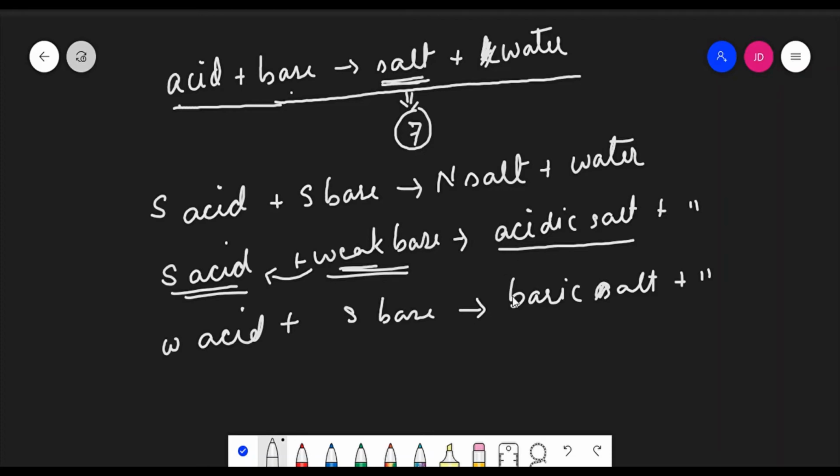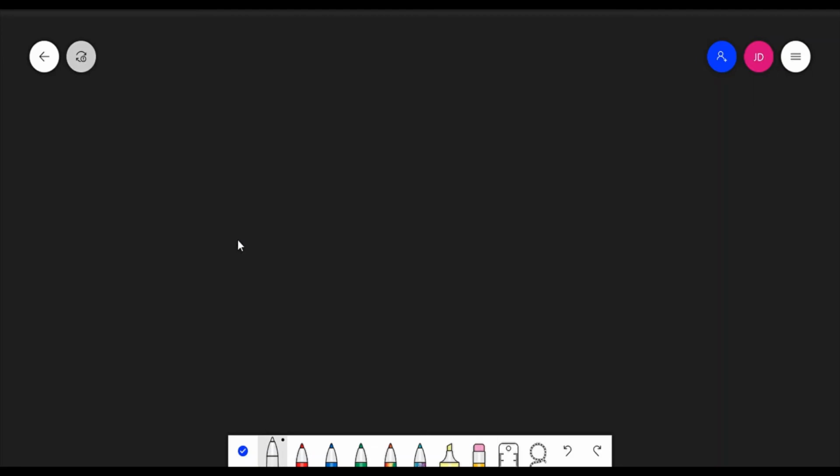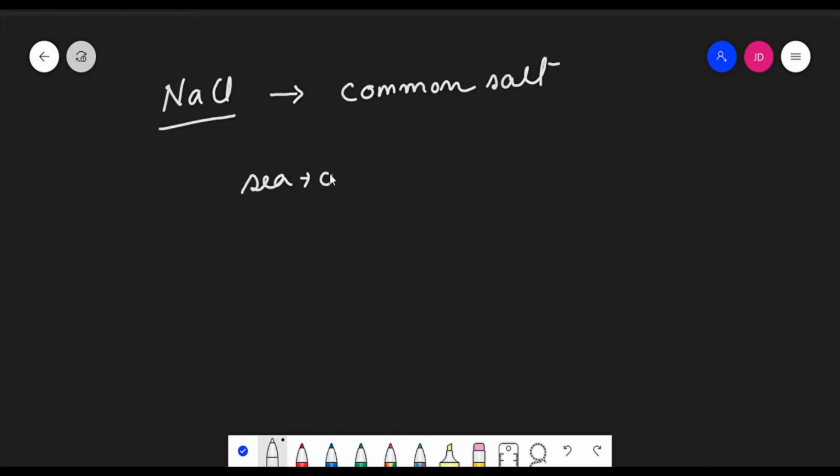So here was just a basic idea about salt, and we're going to talk about one kind of salt in particular, called NaCl. What is NaCl? Sodium chloride, or this is called common salt. Why common salt? Because this is the salt which we use in our common day-to-day purposes. So where can you get NaCl from? We get it from our sea or our ocean. How can you extract salt out of the ocean?